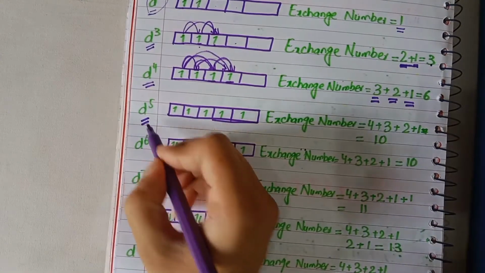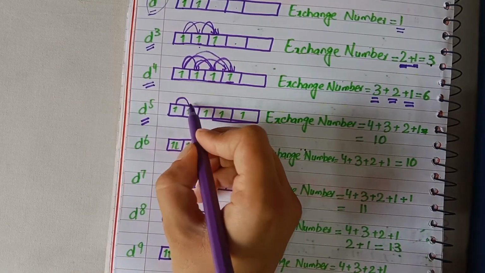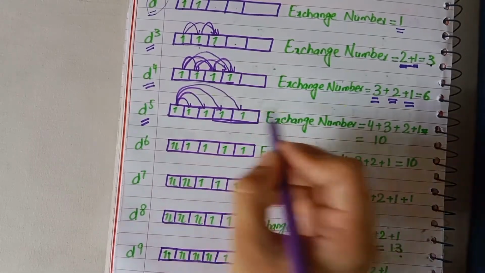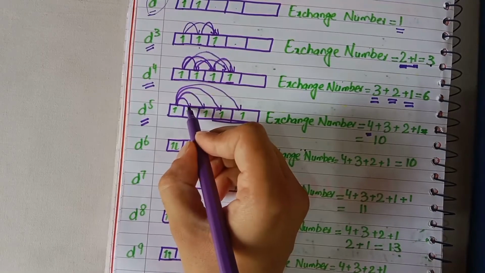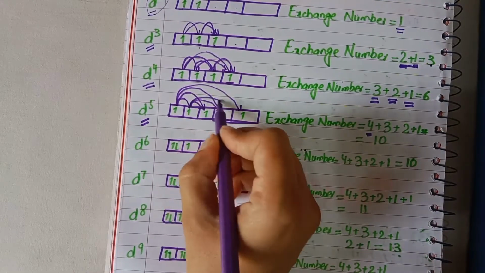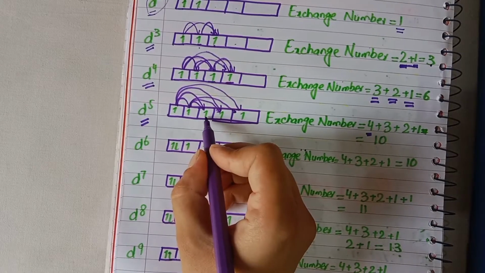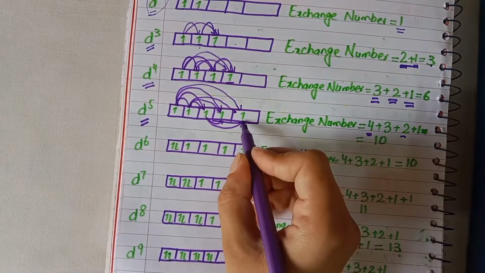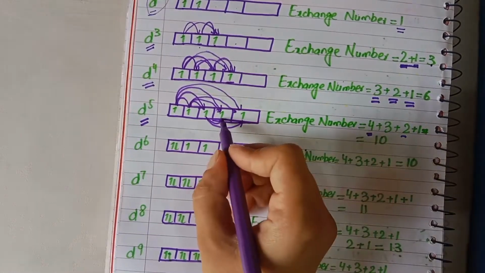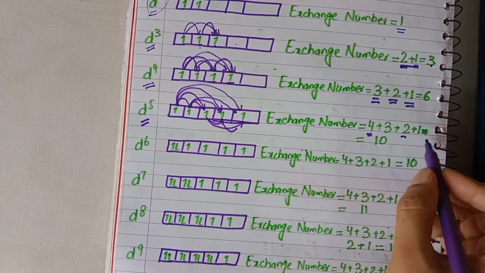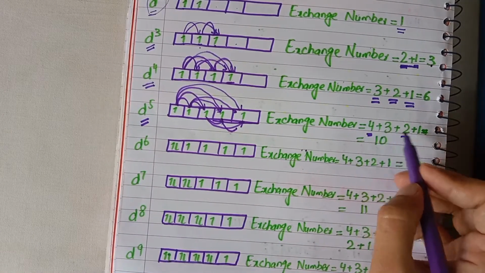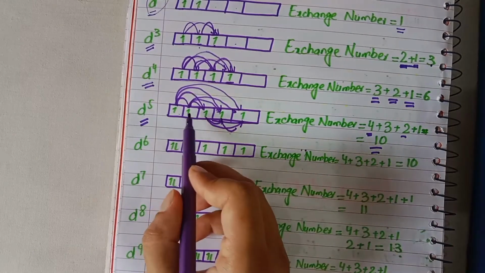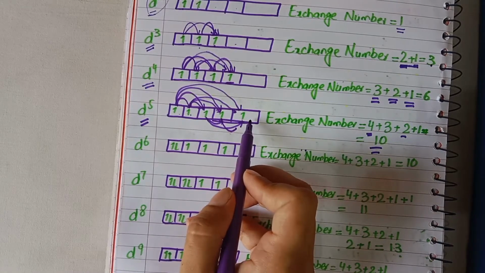Now the d5 state. Here the exchange number for this electron is 4, for this electron it is 3, for this electron it is 2, and for this electron it is 1. We can see that the overall exchange number is 4 plus 3 plus 2 plus 1, that is 10. Here the exchange number is 10, and we can also see that the electrons are symmetrically distributed.